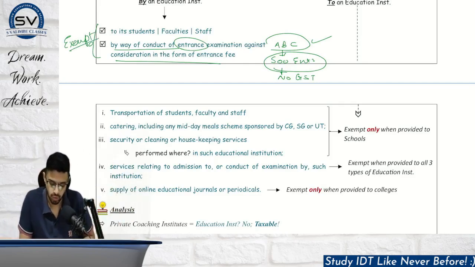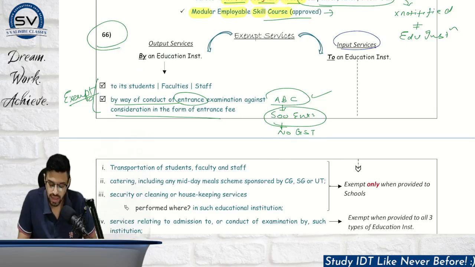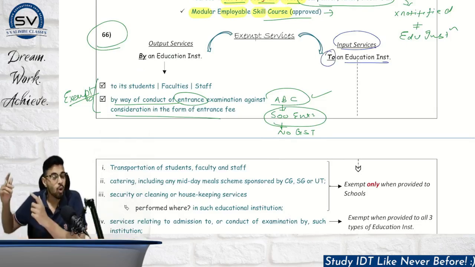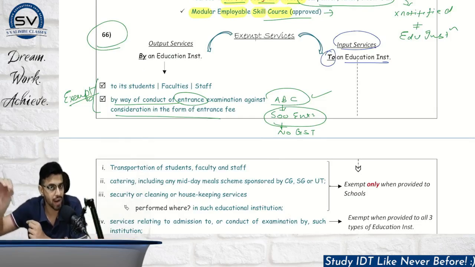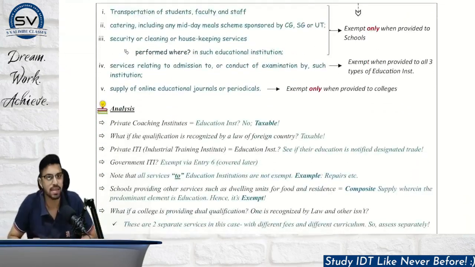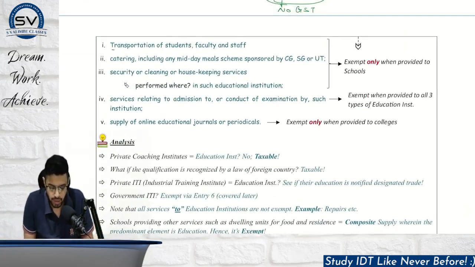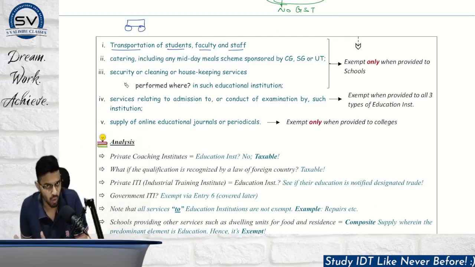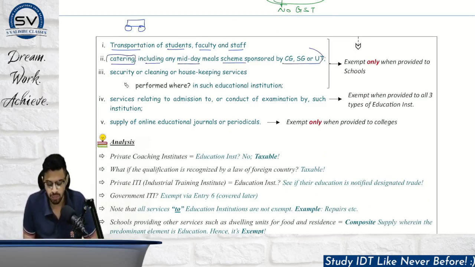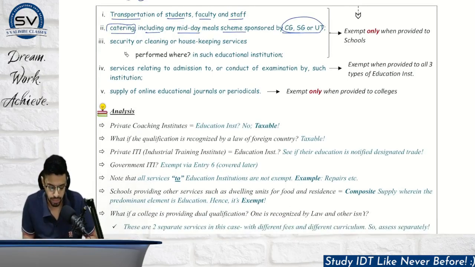Okay, next let's move. Input services, that is, to an educational institution. So now some kind of a vendor is providing services to an educational institution, and these five services will be exempt. Let's start. First, transportation of students, faculty and staff. So there is a van wale bhaiya. So basically the person who is providing a van service to an educational institution, that will be exempt. Second, catering, including any midday meal scheme sponsored by the government. So food-related midday meal schemes or some catering or lunch is being provided.